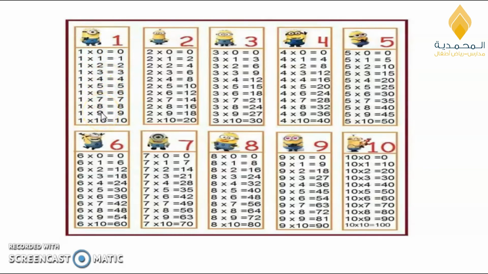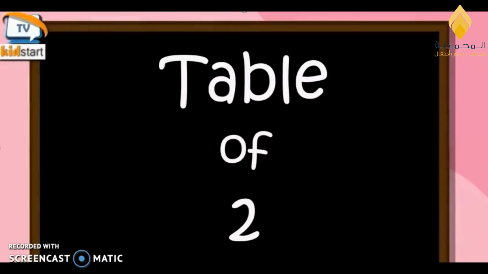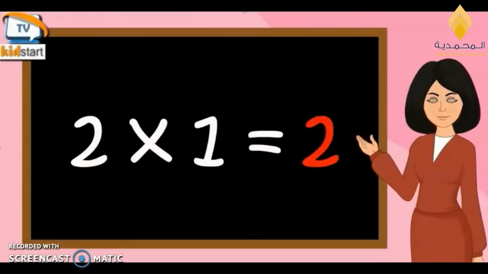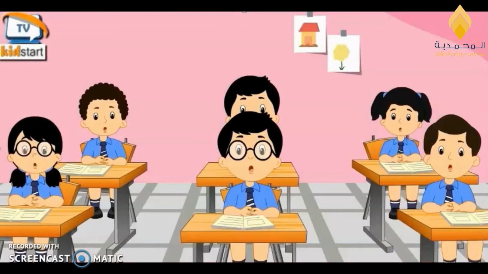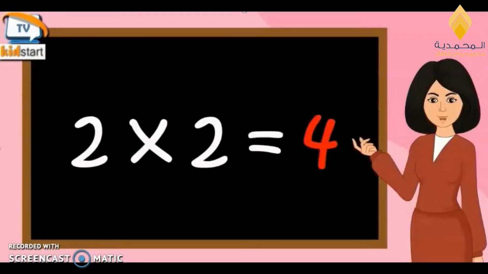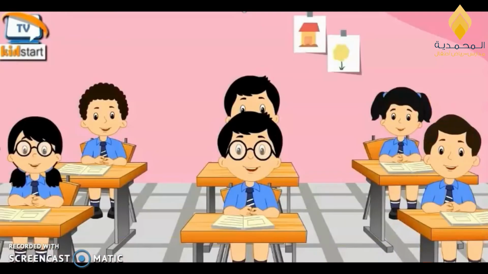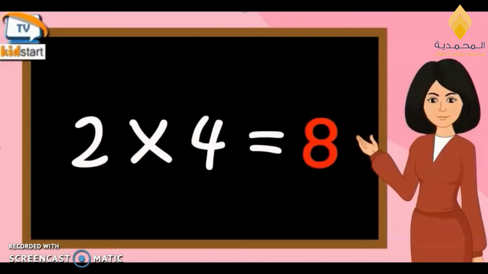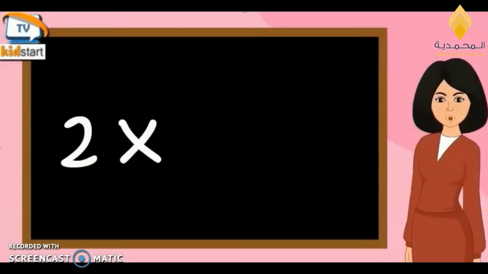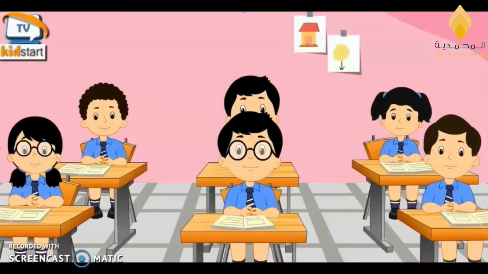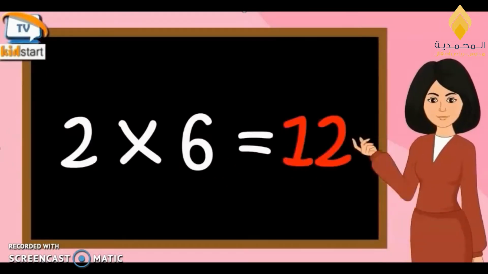Now let's learn the multiplication table of the number 2. Now students, you have to repeat after me, okay? Are you ready? Steady, ready, go. 2 times 1 is 2. 2 times 2 is 4. 2 times 3 is 6. 2 times 4 is 8. 2 times 5 is 10. 2 times 6 is 12.